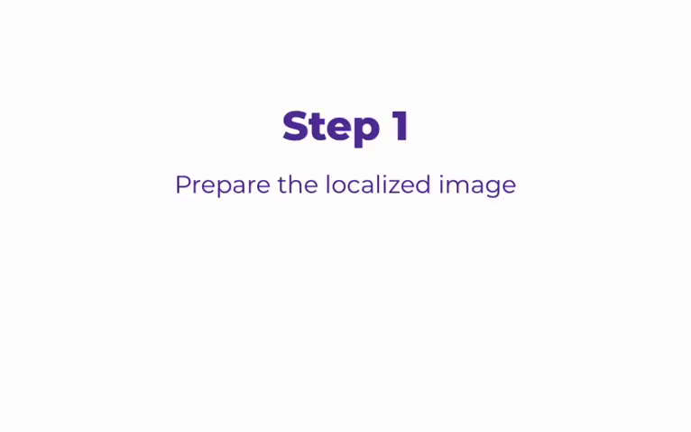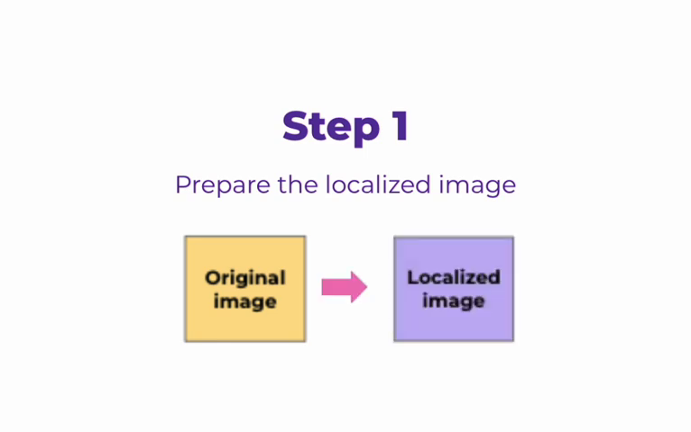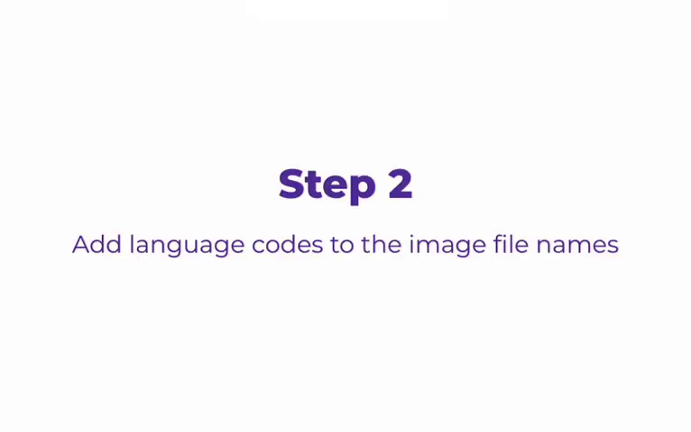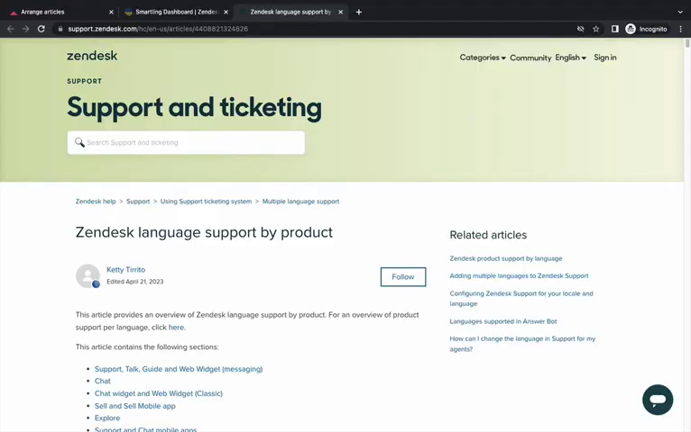First, please prepare the localized image. Any text in an image file won't be translated by default with the connector, so the translated image file needs to be prepared separately. Then you will need to add the respective language names to both the original image and the translated image. To do so, please search for the language code as it appears in Zendesk.